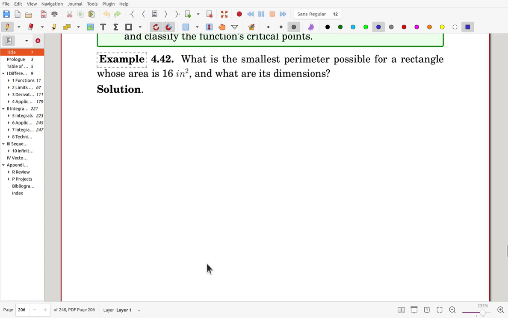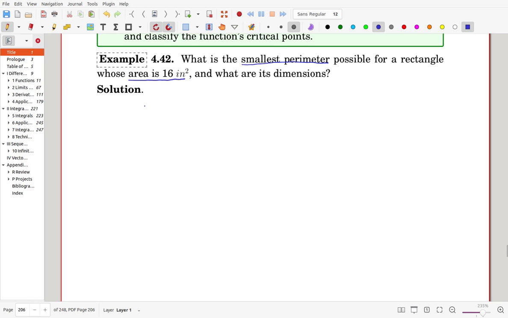Okay. Example 4.42. What is the smallest perimeter possible for rectangle whose area is 16? Okay. And at the moment, we want to find the dimensions. Okay. Now, for this problem, we have to minimize the perimeter. And the given is area is 16.